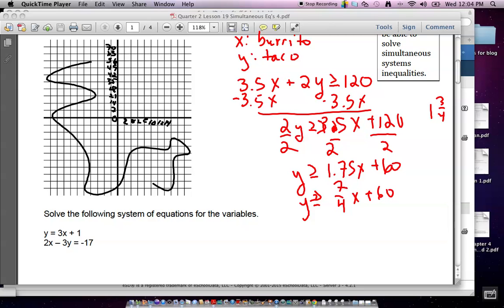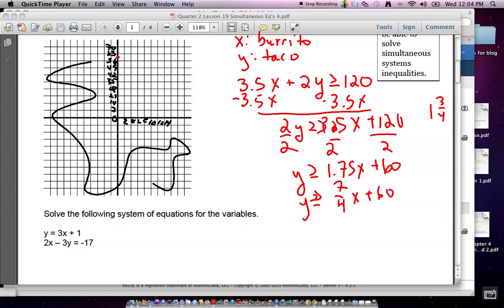Now, if I'm going to go up 7, that's one box. But if I go over 4, how many is that over? 2 boxes, okay? Now, my y-intercept is 60. 60 is right about here. That was why I resisted sevens. But because it makes it moving up a box, it's not a bad thing to do.